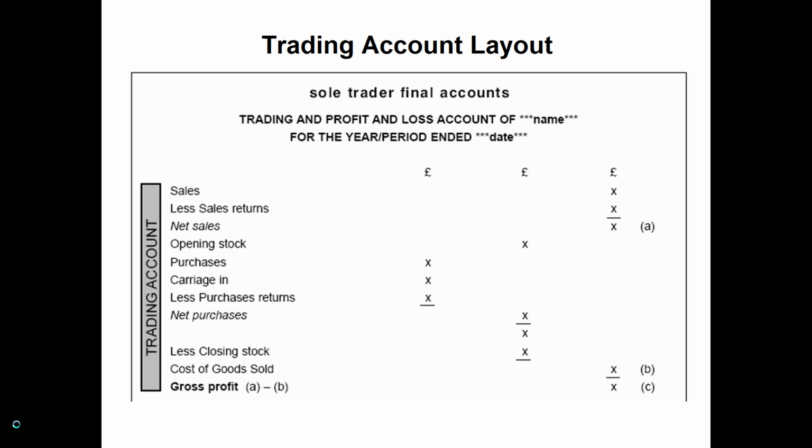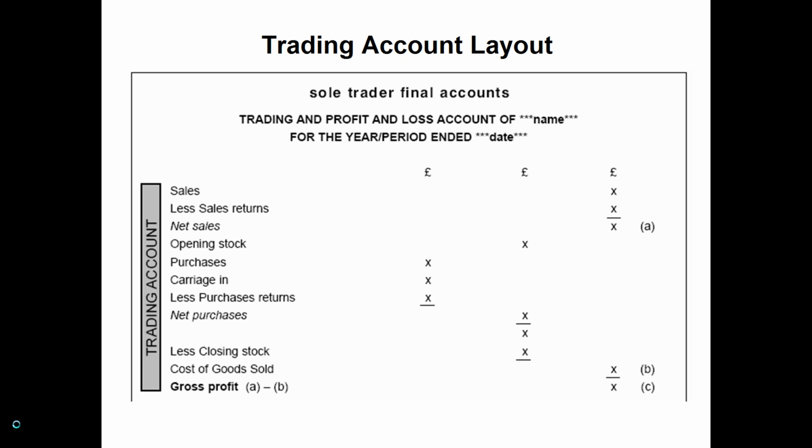Then we start with opening stock, and this section is the cost of sales. It's not written on here, it'd be on my layout, or the cost of goods sold. So the first element is the opening stock, and that tends to go in the middle column, in this example anyway. Purchases next, and what we're doing while we move back to the left column is we're working out what's called net purchases.